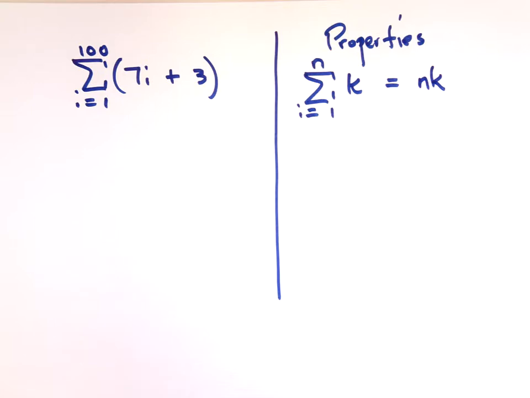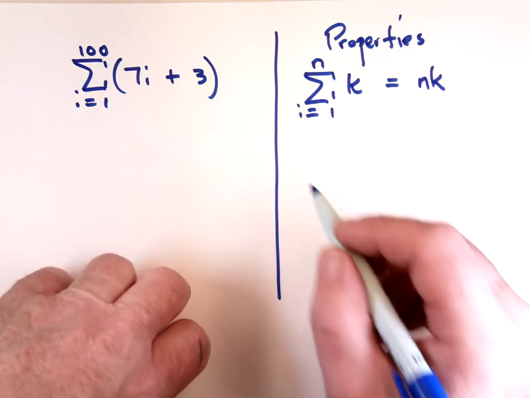What is this sum? You're adding up k, n times. This is k plus k plus k plus k, n times. And what is that equal to? nk. Okay? That's what that's equal to. You with me on that? So how would we do that one?